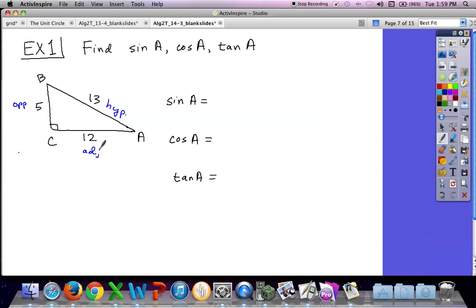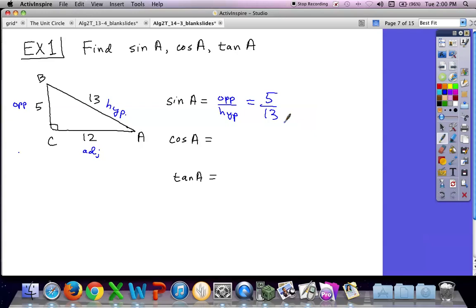Okay, so the sine of A should be the opposite over the hypotenuse. Right, the lengths of sides. So what would that be? 5 over 13. And I know on their example they turned it into a decimal, but it's okay just to leave it as a simplified fraction. That's good.